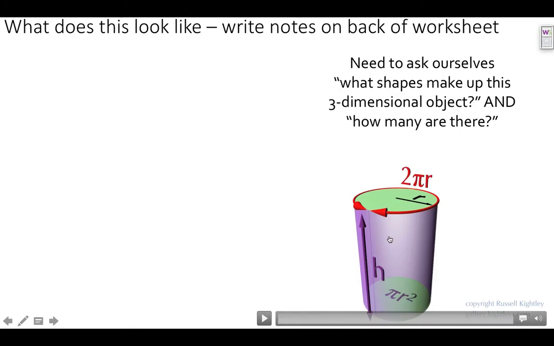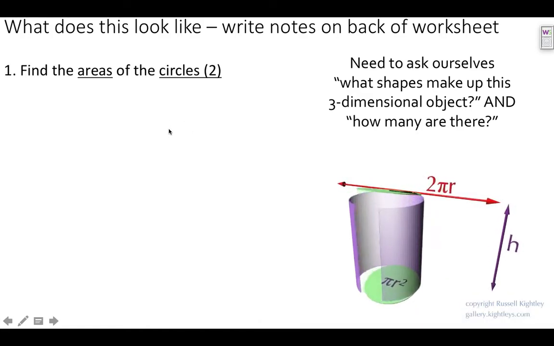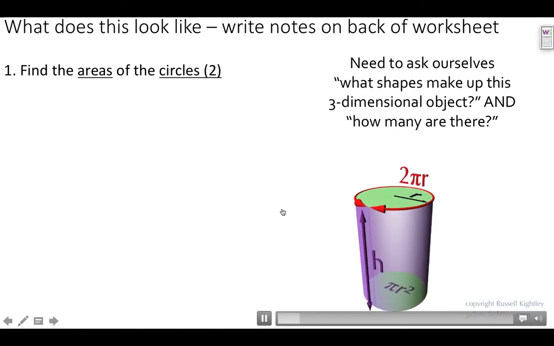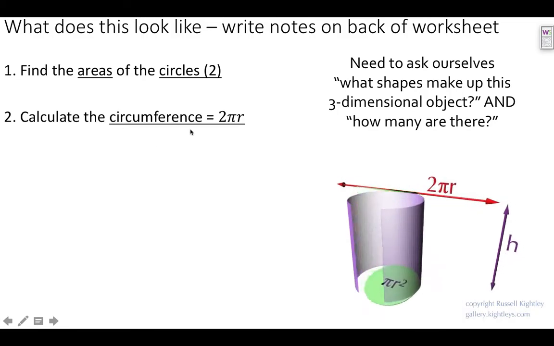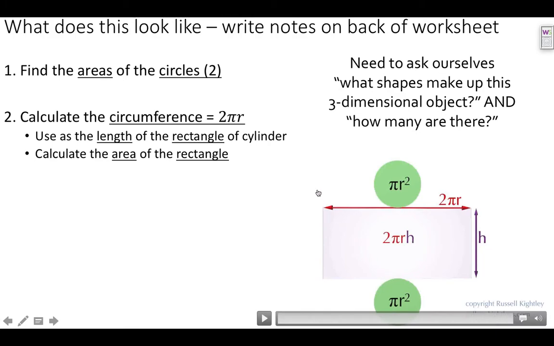If I look at this visual here, I can see that there's going to be two circles that need to be pulled apart. So the first thing we need to do is find the area of the circles. The next thing we're going to need to do is find the area of the rectangle. We're going to do this by calculating the circumference, which is 2 pi r. We're going to use that as the length of our rectangle and use the height of the rectangle to calculate the area of that rectangle. So a cylinder is made up of two circles and a rectangle formed by the circumference and the height of the cylinder. Please refer to this visual if you need some help trying to figure out what you need to do.